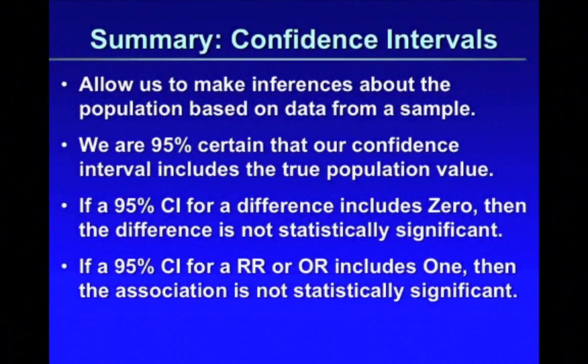In summary, confidence intervals are important. They allow us to make inferences about the population based on measurements from a sample. A 95% confidence interval means that we are 95% certain that our confidence interval includes the true population value. If a 95% confidence interval for a difference includes 0, then the result is not significant. And if the 95% confidence interval for a relative risk or an odds ratio contains the value of 1, the association is also not significant.